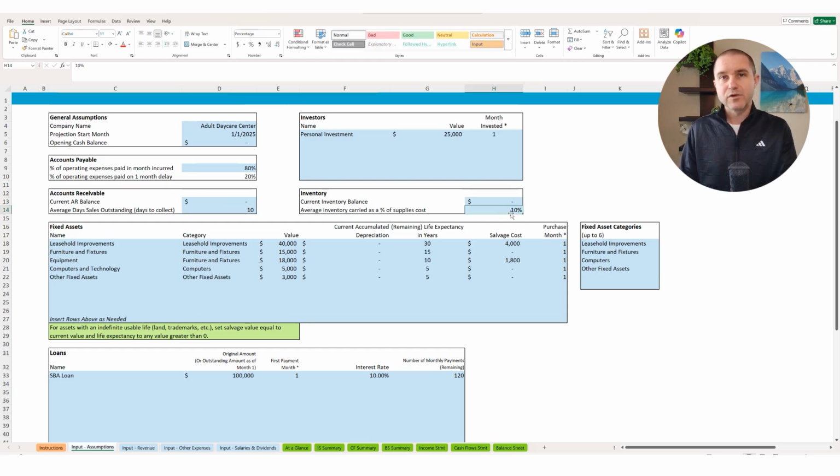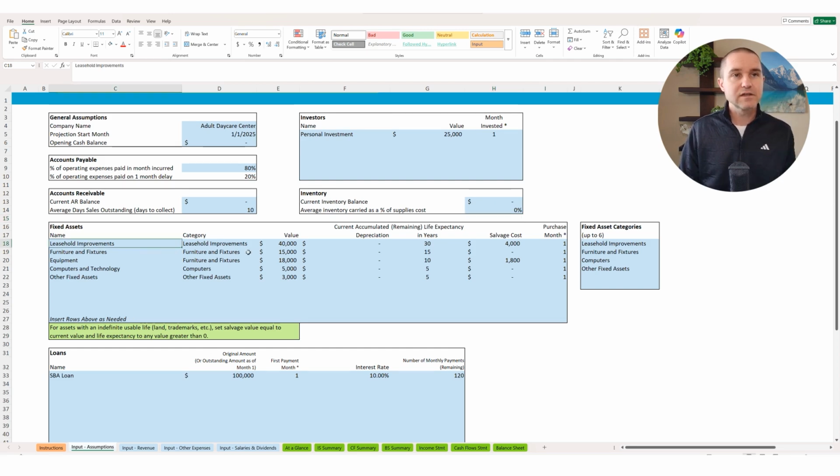Inventory, we're going to set inventory to 0 here, and we're also going to set this average inventory percent at 0. You're not really selling a product, you're really selling a service. So we don't really need to utilize this unless you're selling some products above and beyond. We left it in here just in case. My expectation is that most facilities are not really selling product per se, so we have no inventory here.